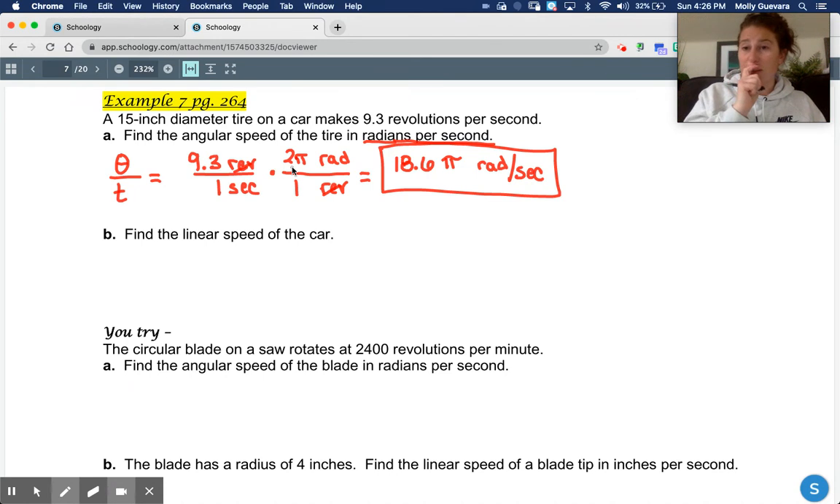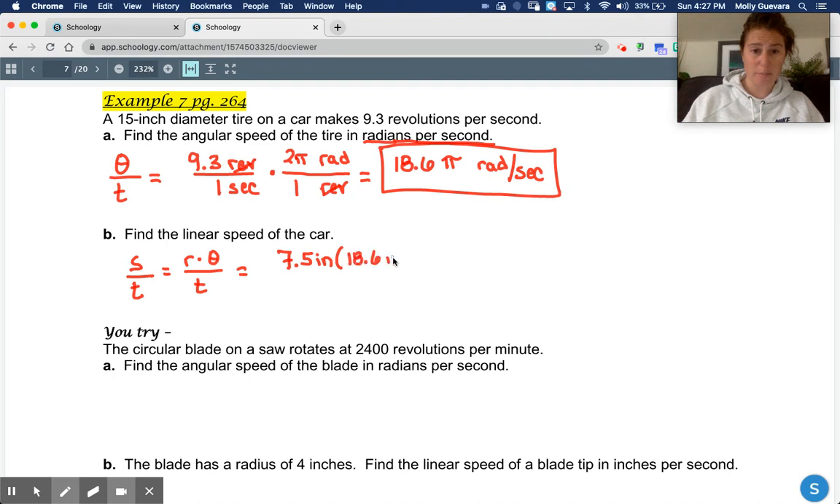And then now it says find the linear speed of the car. So that's my s over t, right? And remember that s is really r times theta over t. Well, I just found, first of all, r is 7.5, right? This is a 15-inch diameter, so the radius is 7.5 inches. I just found that theta is 18.6 pi. And I know that it goes 18.6 pi in 1 second, because that's what it tells me. 18.6 pi in 1 second.